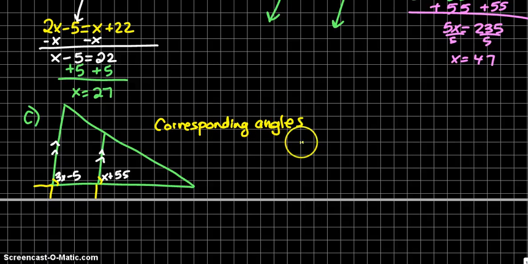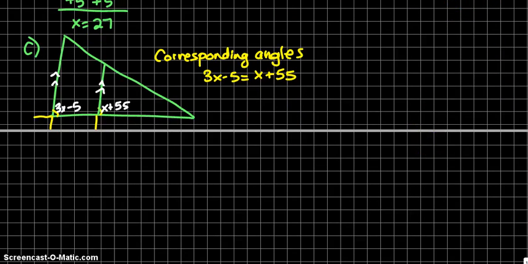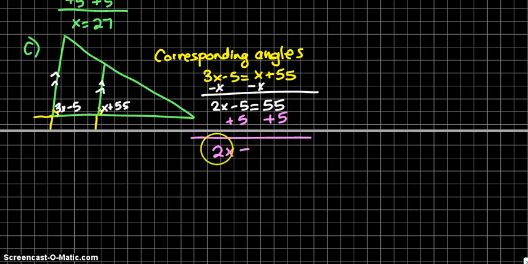So for this question, I'm going to take 3x minus 5 and set it equal to x plus 55. Alright, gather all my variables on one side. Gather all my numbers on the other side. 2x equals 60 and divide by 2. Alright, x is 30.